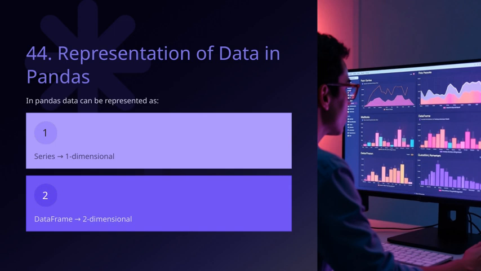The second structure is a data frame, which is 2-dimensional. You can think of it as a table or a spreadsheet, with rows and columns. This is incredibly useful because it allows us to organize and manipulate data in a more structured way, making it easier to analyze and visualize. Understanding these 2 key representations is fundamental because they form the backbone of working with data in pandas.